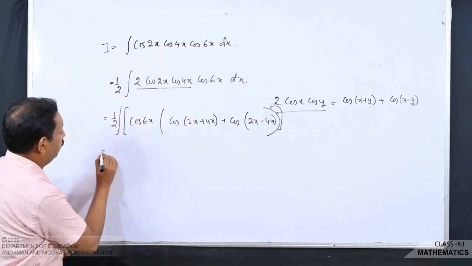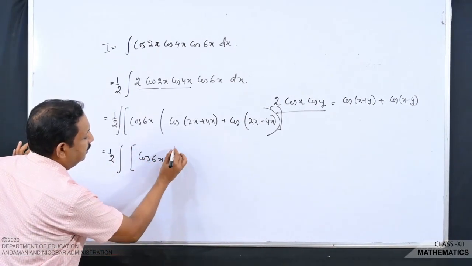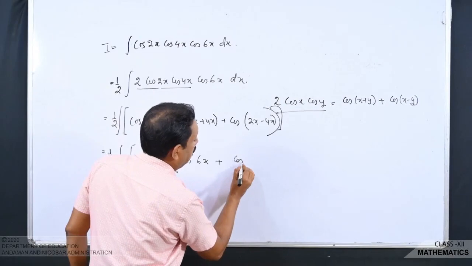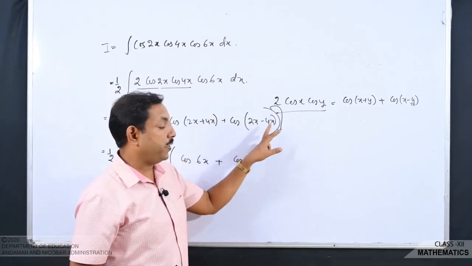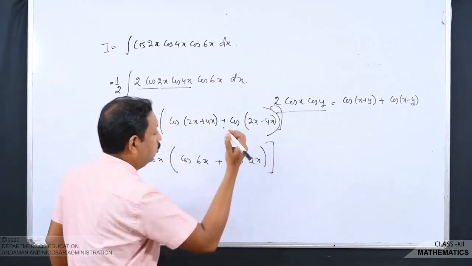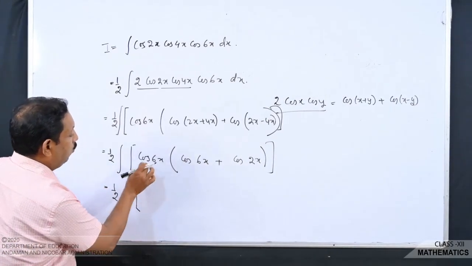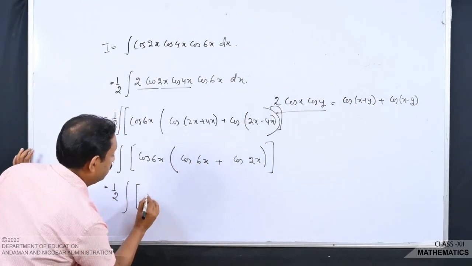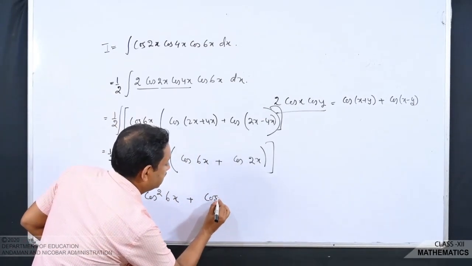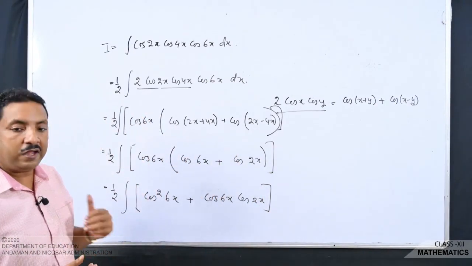that is equal to 1/2 integration of cos 6x, this part becomes cos 6x, this part becomes cos of minus 2x. Cos of minus 2x is cos 2x. Here I close my bracket, and that is equal to 1/2 integration of cos 6x into cos 6x, which is cos square 6x, and here you have cos 6x cos 2x. Okay dear students, I think I am clear to you.